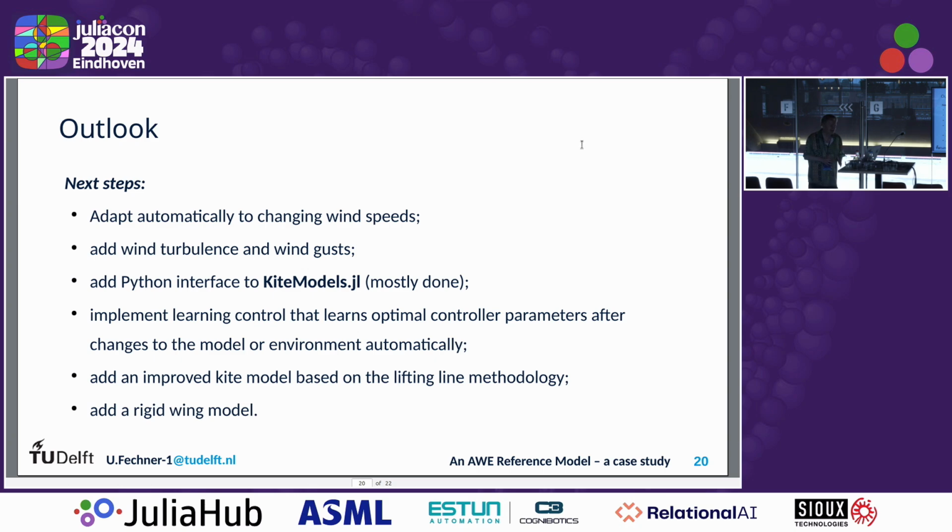Implement learning control that learns optimal controller parameters after changes to the model or the environment. That is really the main task for me for this year. If we say we have a reference model for the international community, that is important because a company, an investor, or a government wants to use this simulator for their wind conditions and their system, and then it must tune the parameters automatically and spit out a power curve.